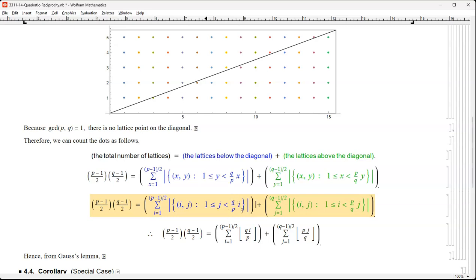This is a fraction. And how many j's are there? We are counting j's 1, 2, 3, 4 up to the greatest integer not exceeding this, which is precisely the floor function, floor of qi over p. And then I have to repeat that for each i. So vertically, this floor function, floor of qi over p, that many dots vertically for each vertical line. And then there are this many different x coordinates. i is running from 1 to (p minus 1) over 2. That's below. And above, well, by symmetry, you can do the same thing.